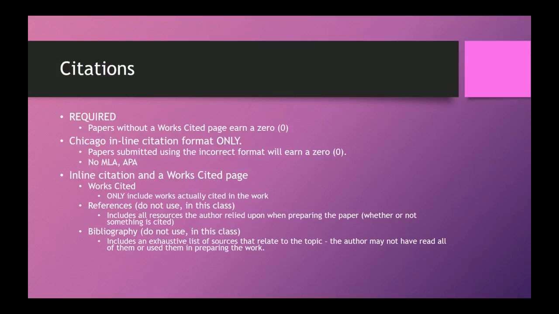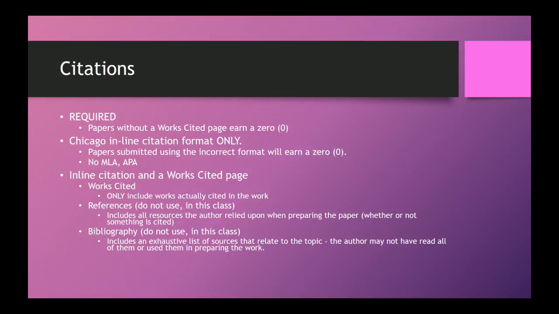So pay really close attention to this. I want a works cited page that only includes works that are actually cited in the work. If you don't cite it, it doesn't belong there. And this is different from a reference page. In a reference page, you would put everything, not only the things that you cited, but things that led to your thinking. So everything you read on the subject would be included in a reference page.